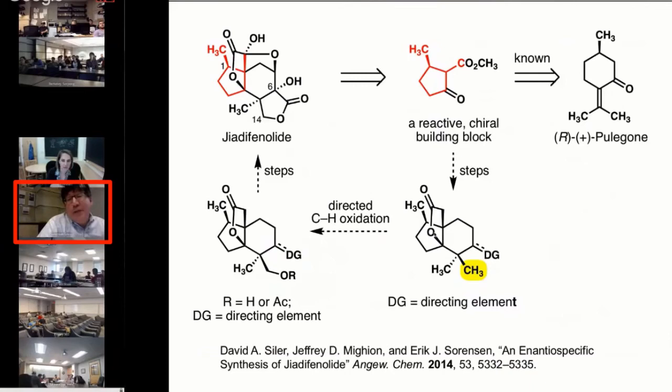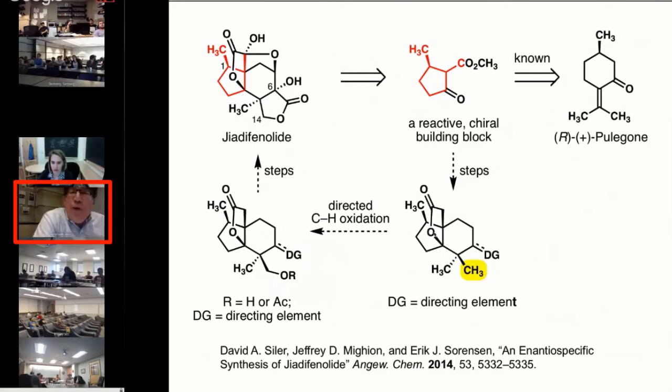The donor group would be something like an oxime, or to be more precise, an oxime acetate. And under the conditions defined by Sanford and co-workers, we would then seek to achieve the desired directed oxidation of that methyl group. And in fact, that worked, and that was the only method that would allow us to oxidize that methyl group. So I have a soft spot in my heart for Melanie's variant of the Baldwin oxidation. Having achieved that directed oxidation, David and Jeff could make the short jump to jodaphenolide.